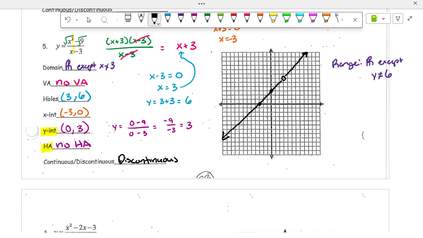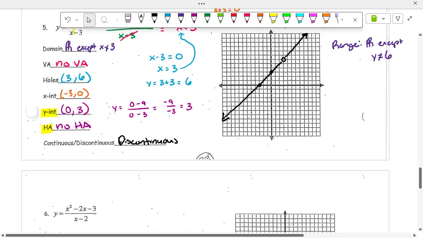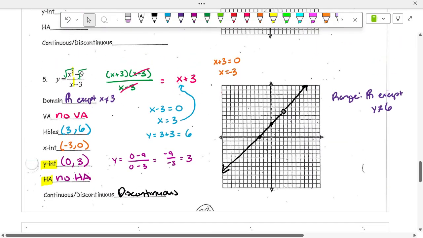Any questions on that one? Aiden, really? Do I need to do another one, or are you pretty good on finding these key features?